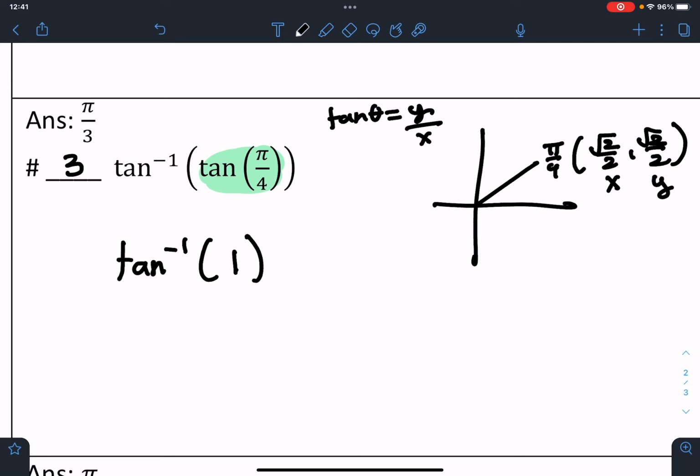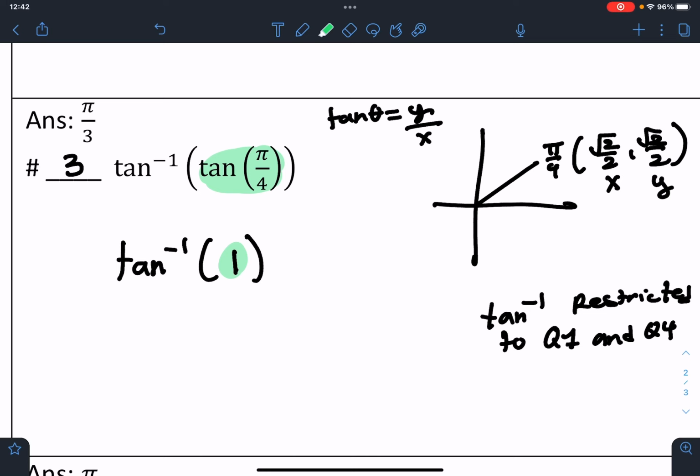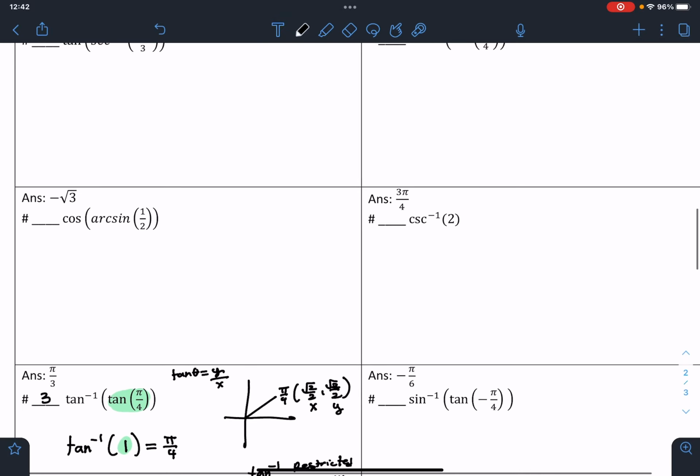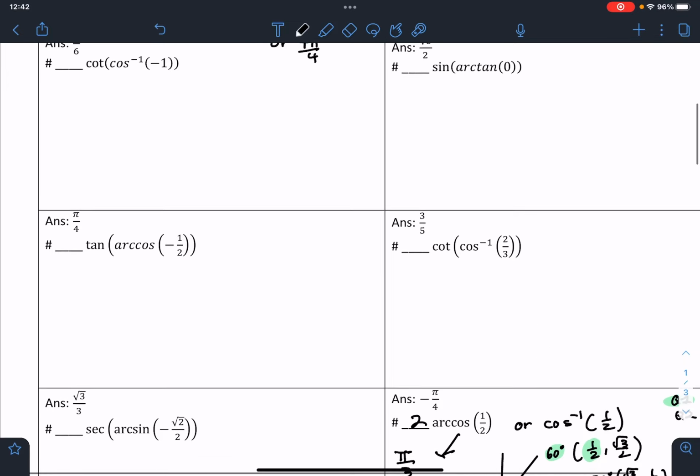Now I'm doing a problem where I'm solving for tangent inverse of 1. This means that I'm looking for an angle. So I have to ask myself, tangent inverse is restricted to quadrant 1 and quadrant 4. Once again, my angle is positive. So does everybody see that the answer to this is actually pi over 4, because square root of 2 over 2 divided by square root of 2 over 2 gives me 1. On this problem, you actually ended up back where you started, and we get pi over 4. So if we look for pi over 4, that's going to be right here.